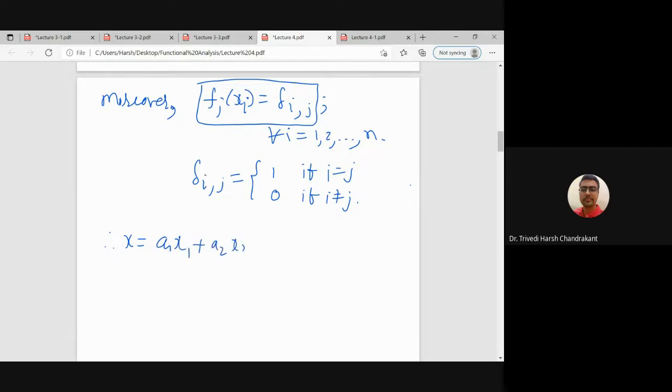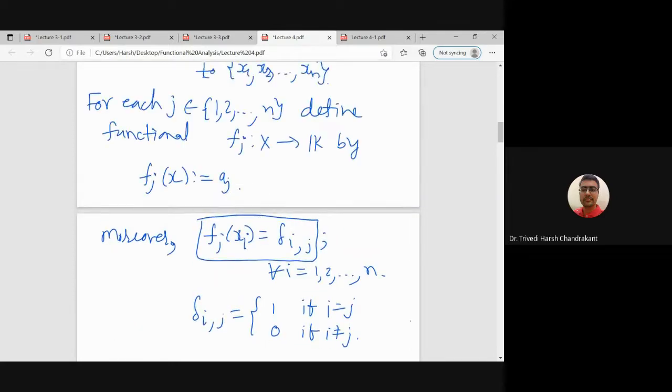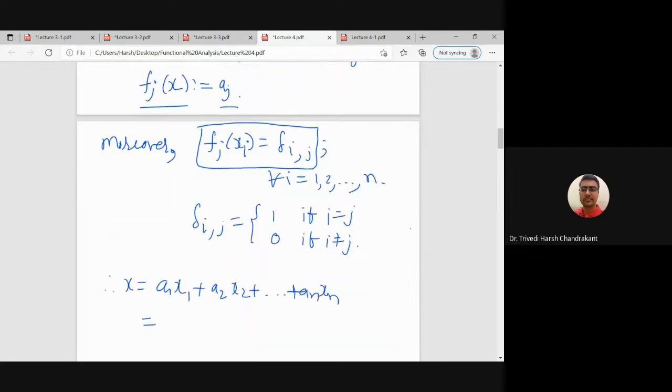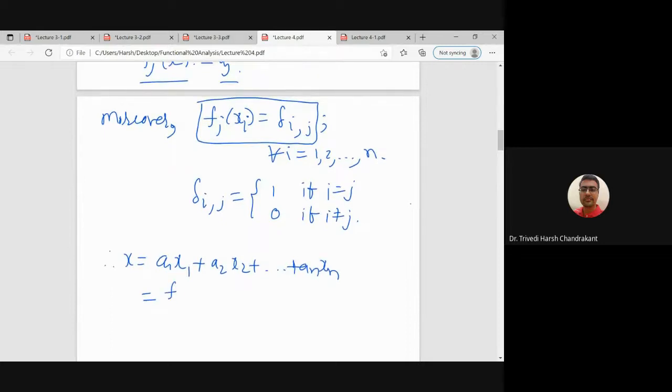and in this case we can write x, which is a1 x1 plus a2 x2 plus ... an xn. What is aj? Aj is fj(x). So that means this is f1(x) x1, f2(x) x2, ..., fn(x) xn. Right. So x we can write in this form using the coordinate functions, and similarly for y.